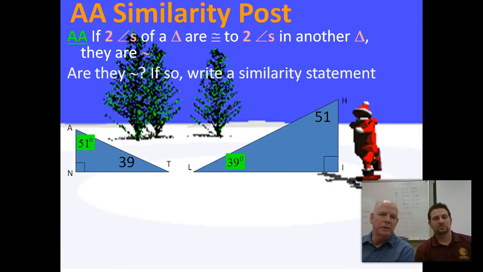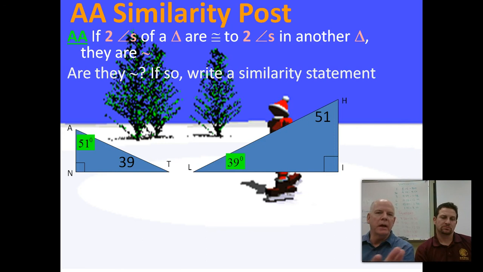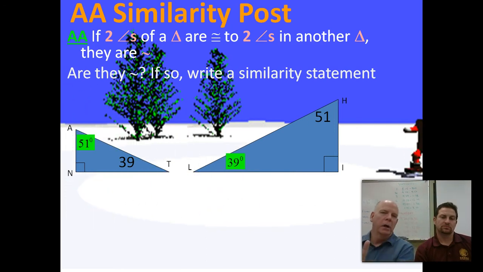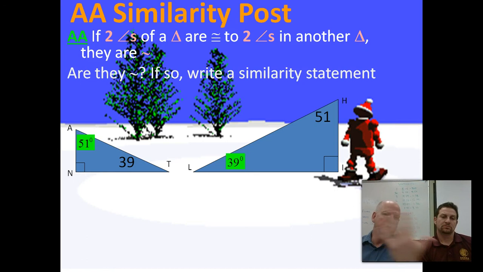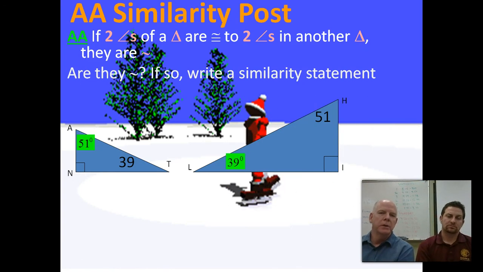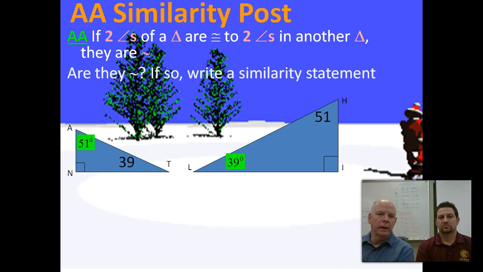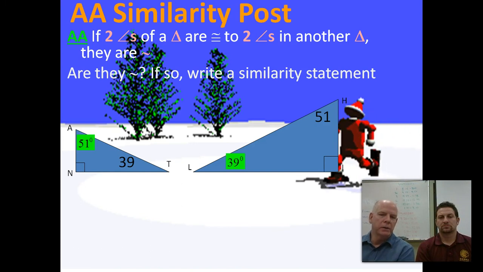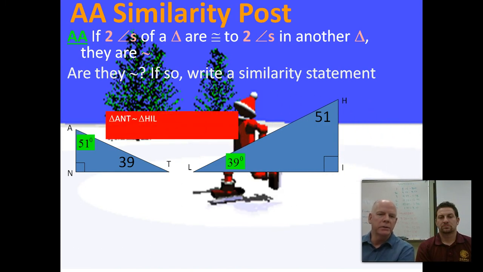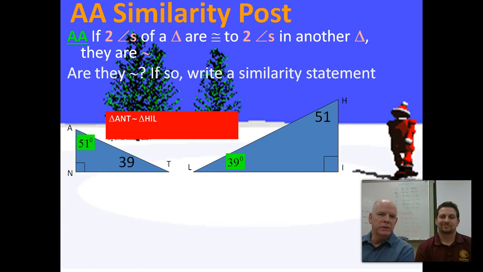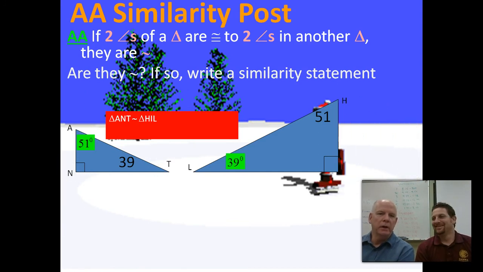So in order for us to get this, we have to think back to our congruent triangles of how they landed on top of each other. So one of these is going to have to kind of rotate around or flip over, reflect, however you want to talk about that. It's going to flip over and land on the other one. So H is going to land on A, I is going to land on N, and L is going to land on T. And so that's how we're going to write our similarity statement. So in this case, triangle ANT, the small one, is similar to triangle HIL.